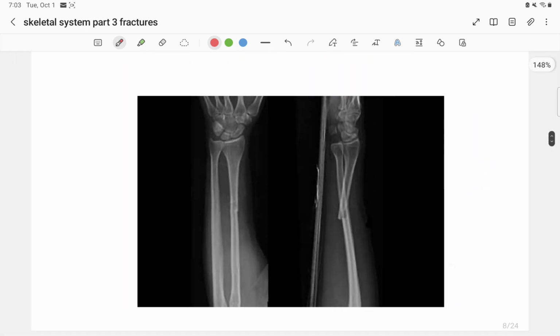Okay, your first rule of reading images, so X-ray, MRI, CT, ultrasound, your first rule is, what am I looking at?